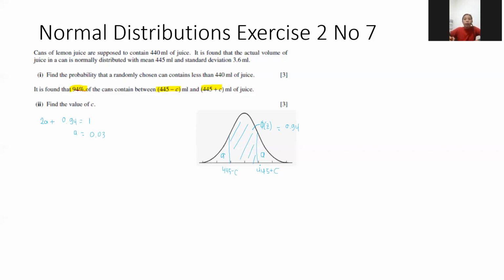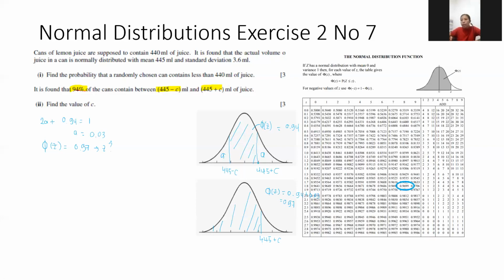Since we need the value of Z at the table, which is for Z less than at this position, we can calculate here the probability for the X value of 445 plus C will be all these parts, where the probability is 0.94 added with A, which is 0.03. So it is 0.97. So with this value of probability, now at the reverse, we will find out what Z makes the probability 0.97.